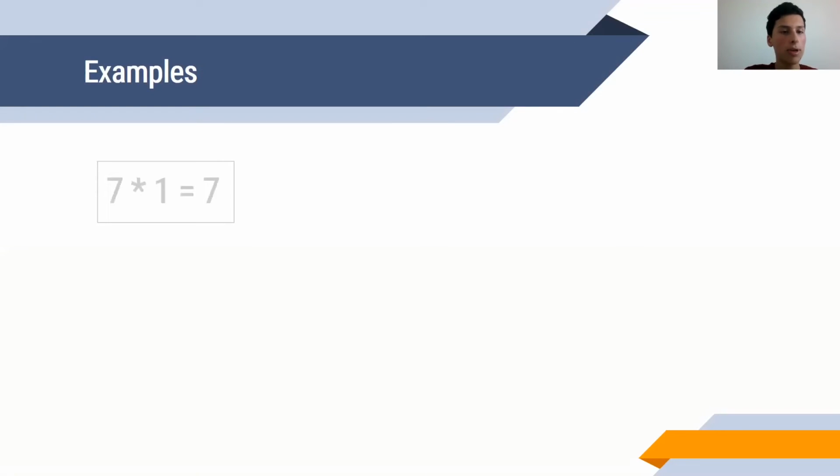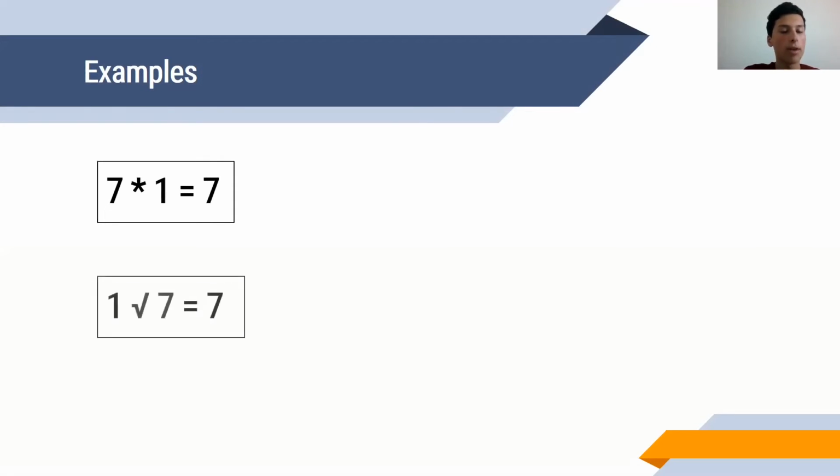Some examples of this one is 7 to the power of 1. It's being raised to the first power, so it's going to stay the same. 1 root 7. Notice how in academic games we're putting the 1 to the left of the root. We're not putting it in the tiny space up there. In academic games, you write it large next on the left. So 1 root 7 is equal to 7.